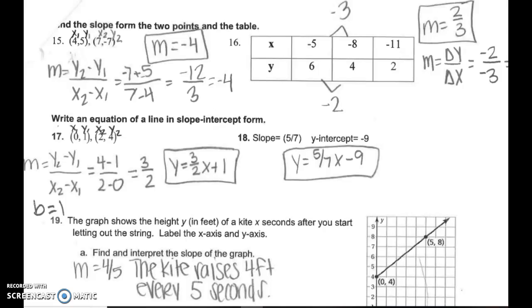And number 17, this time we're going one step further and we're writing the equation of a line. So again, the first thing we're going to do is find the slope using our slope formula. So 4 minus 1 over 2 minus 0 means our slope is 3/2. And remember, our y-intercept comes from the point at which x is 0. So that's this point right here. So y equals 3/2 x plus 1. Okay, here you're just taking slope and y-intercept and plugging it into your formula, y equals mx plus b. So y equals 5/7 x minus 9.